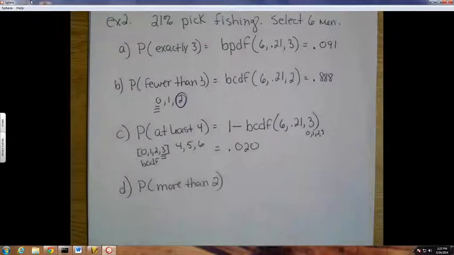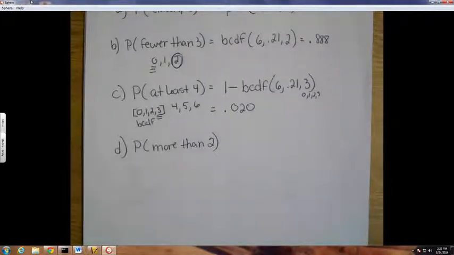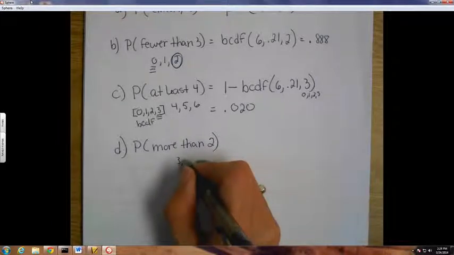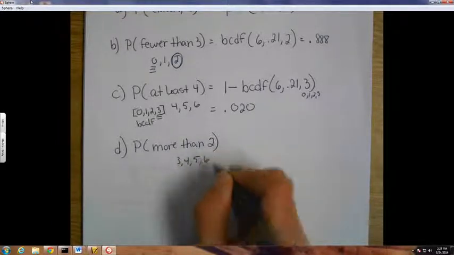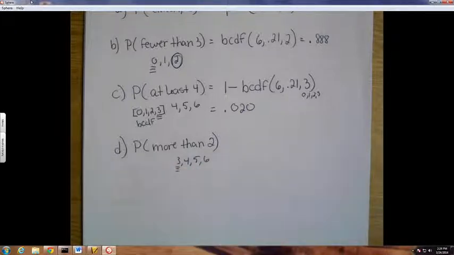More than 2 of the men say they like fishing the best. Tell me what numbers mean more than 2 in this case. Derek? 3, 4, 5, and 6. Because it's starting at 3, what does it tell me I'm going to be doing?